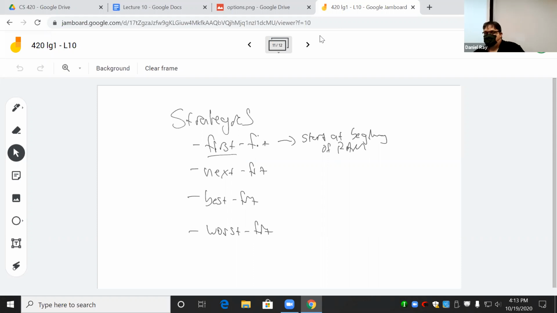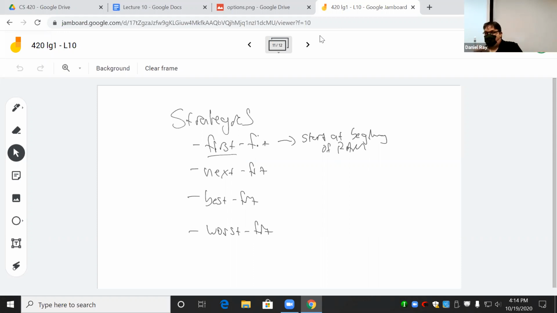What makes a bad fit? Calls for the fragmentation. You have more, but just a little bit more than you need, leaving behind a small gap. Next fit. Don't go to the beginning.